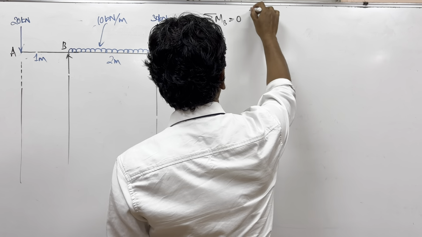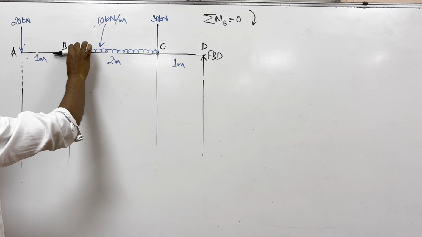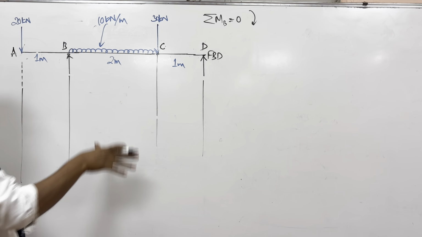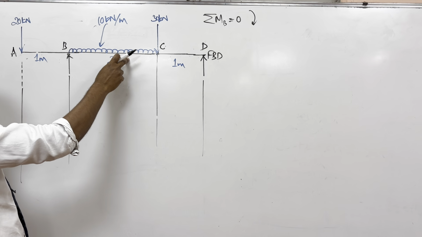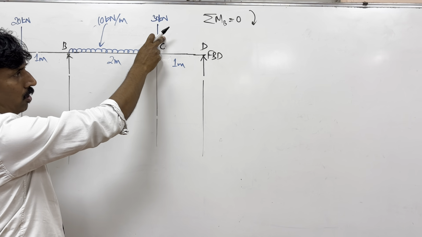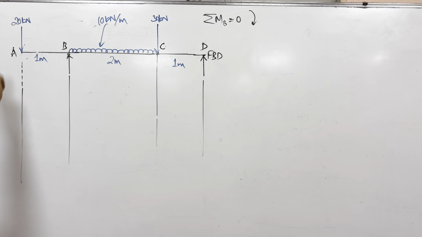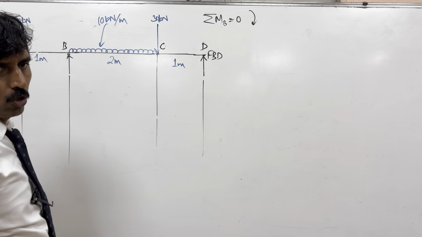We will consider that anything which makes this beam rotate clockwise about this point is positive. Can you tell which are the clockwise here? UDL, is it clockwise? Yes. Now what about this 30 kilonewton? What about this reaction at D? There are two anti-clockwise here, this and this, and these two are clockwise.